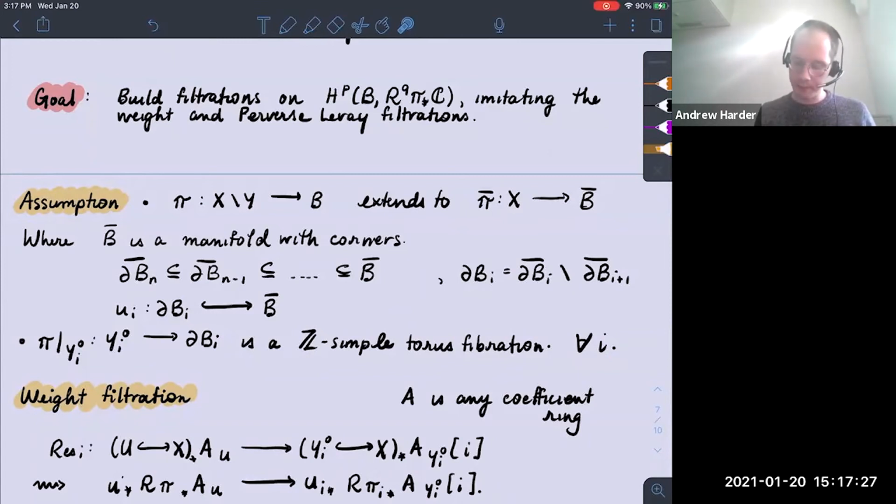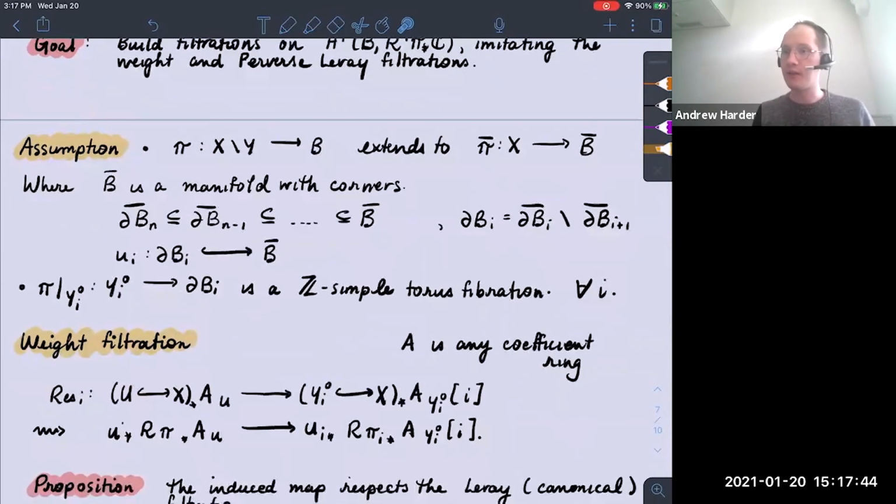Okay, let's see. So, this is a pretty reasonable thing to expect if you're just worried about torus fibrations. This is what you get if you look at the moment map from a toric variety to its moment polytope. So generally speaking, this is not a crazy assumption.